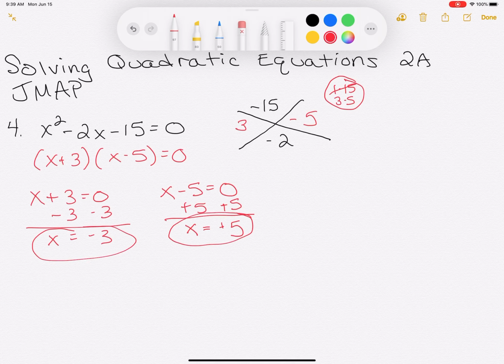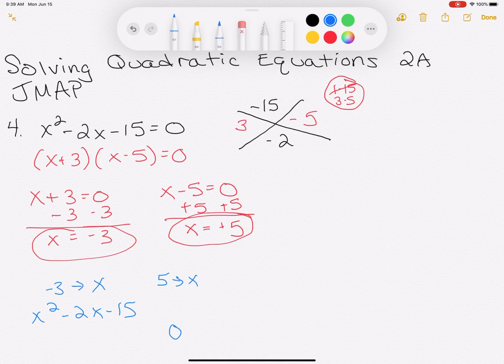If you were to take your calculator, you could take negative 3, store that in for x, you type in x squared minus 2x minus 15, and that would come out to be 0. So that's what should appear in your calculator, and the same thing is going to happen when you put a 5 in and store that in for x.